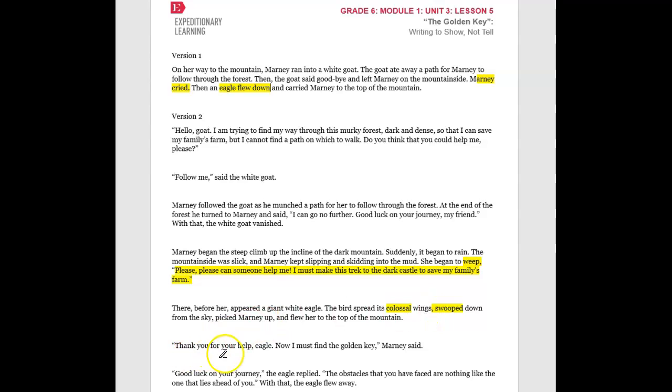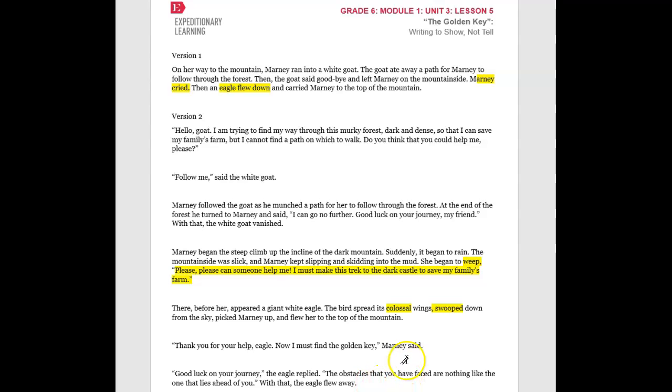All right. Thank you for your help, Eagle. Now I must find the golden key, Marnie said. Good luck on your journey, the eagle replied. The obstacles that you have faced are nothing like the ones that lie ahead of you. With that, the eagle flew away.